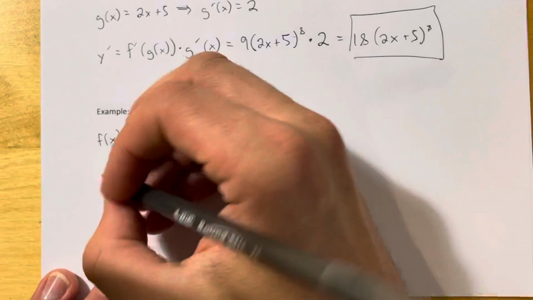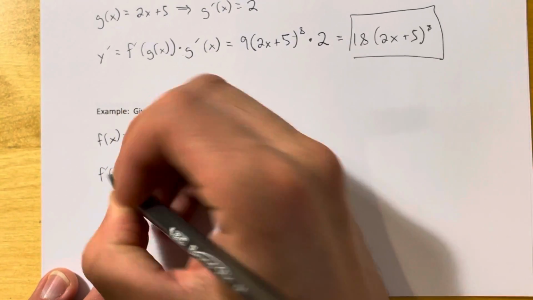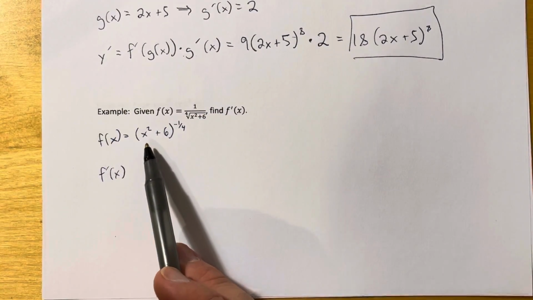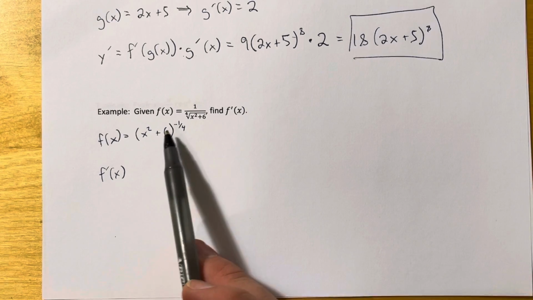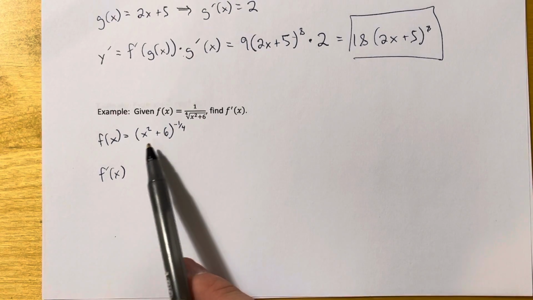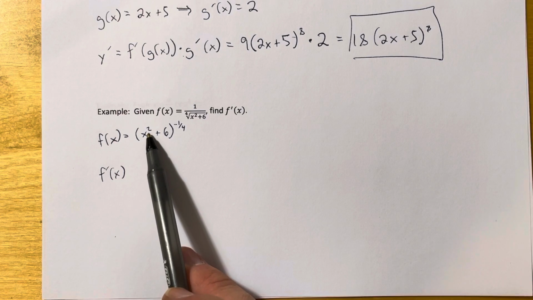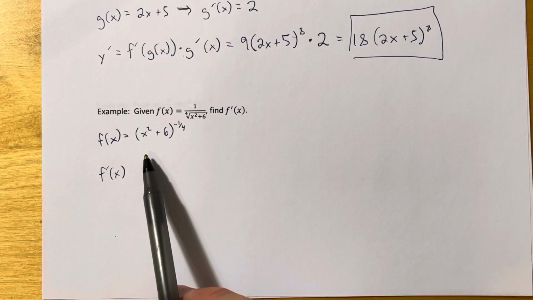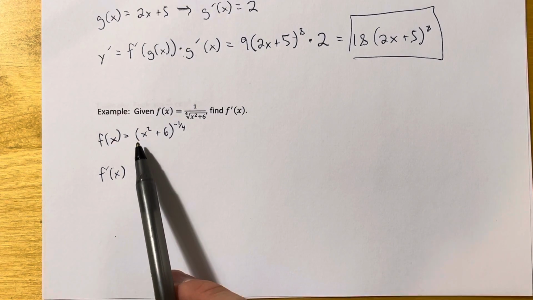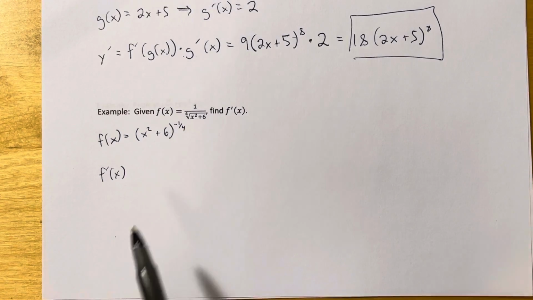Now, in order to find the derivative, f prime of x, I recognize this as a composite function because there is a clear inside and outside. So what is the inside function here? It would be x squared plus 6. The outside function is x to the negative 1/4.